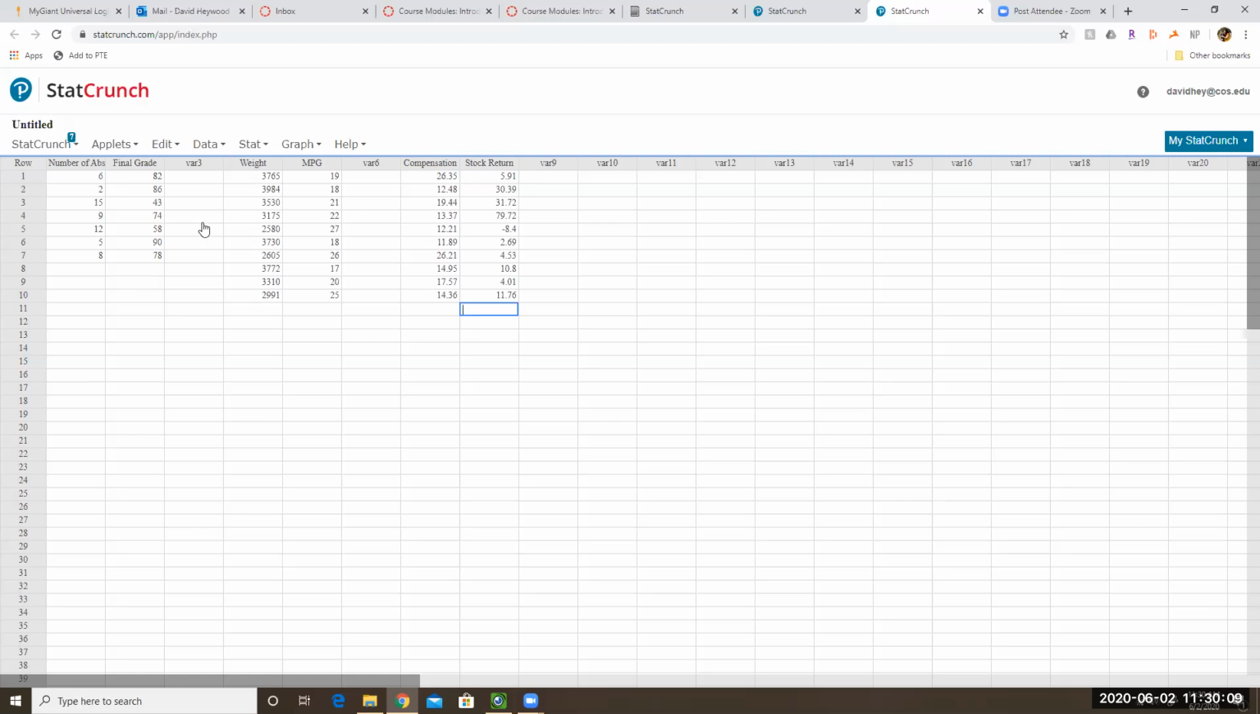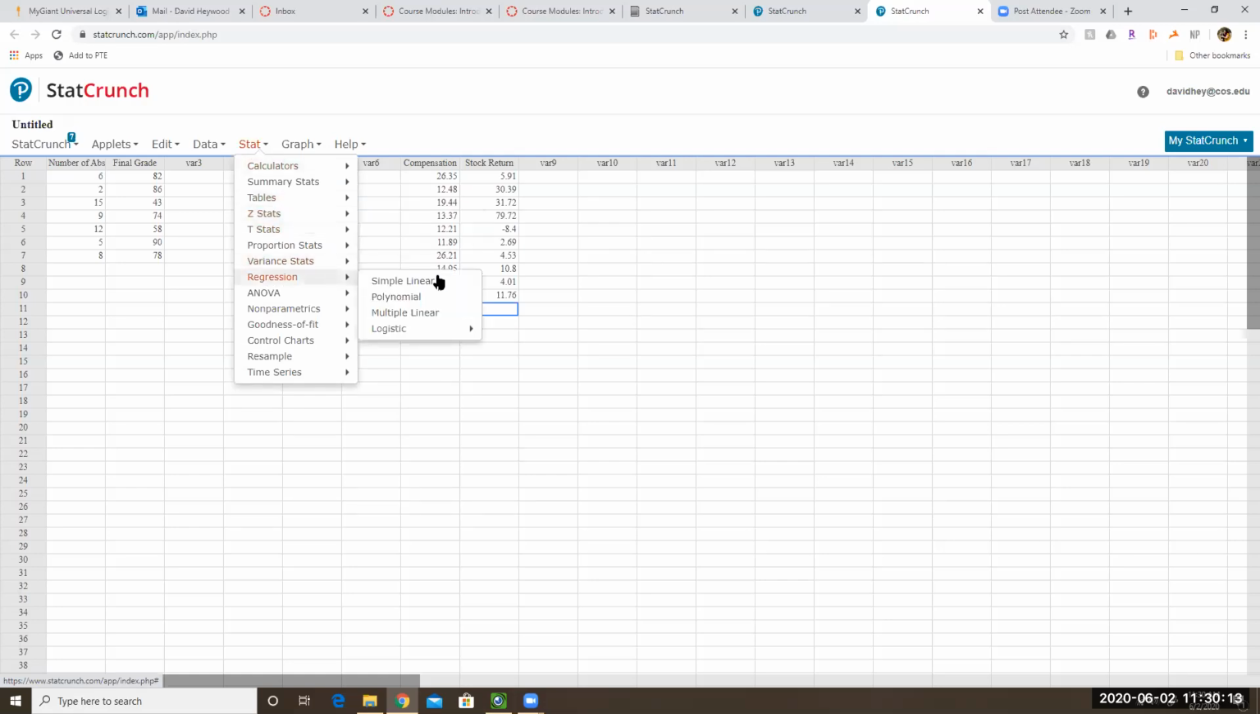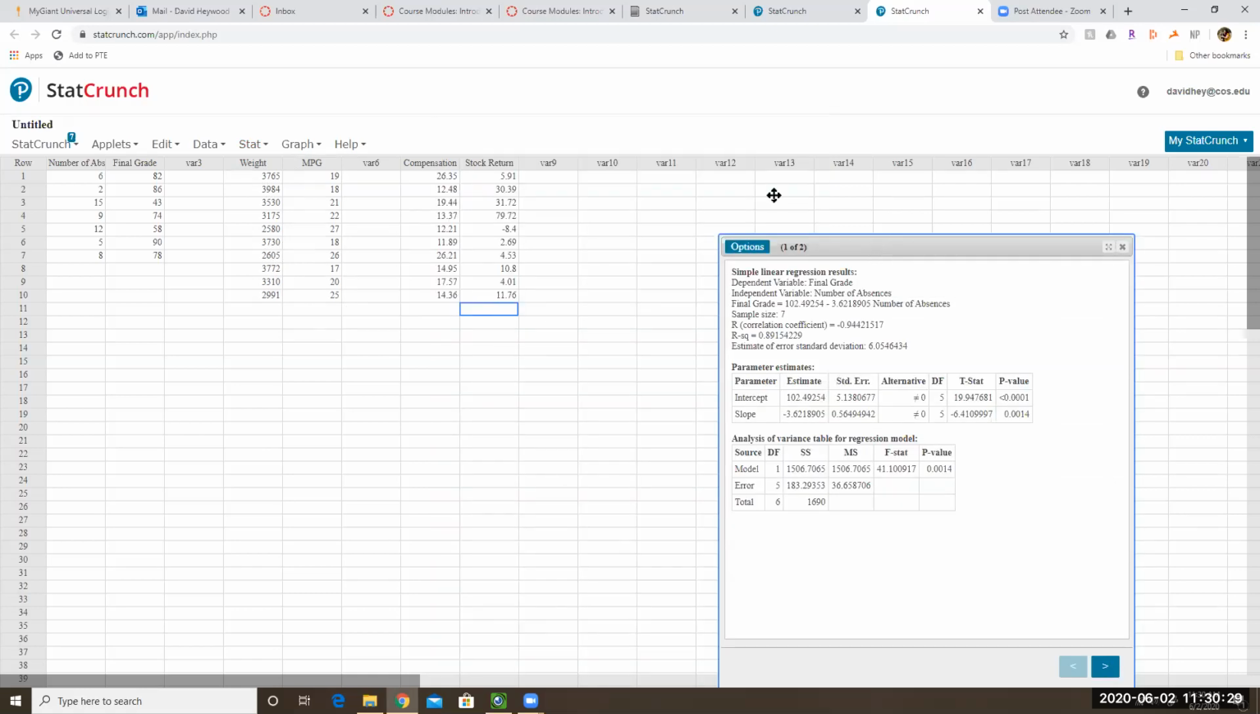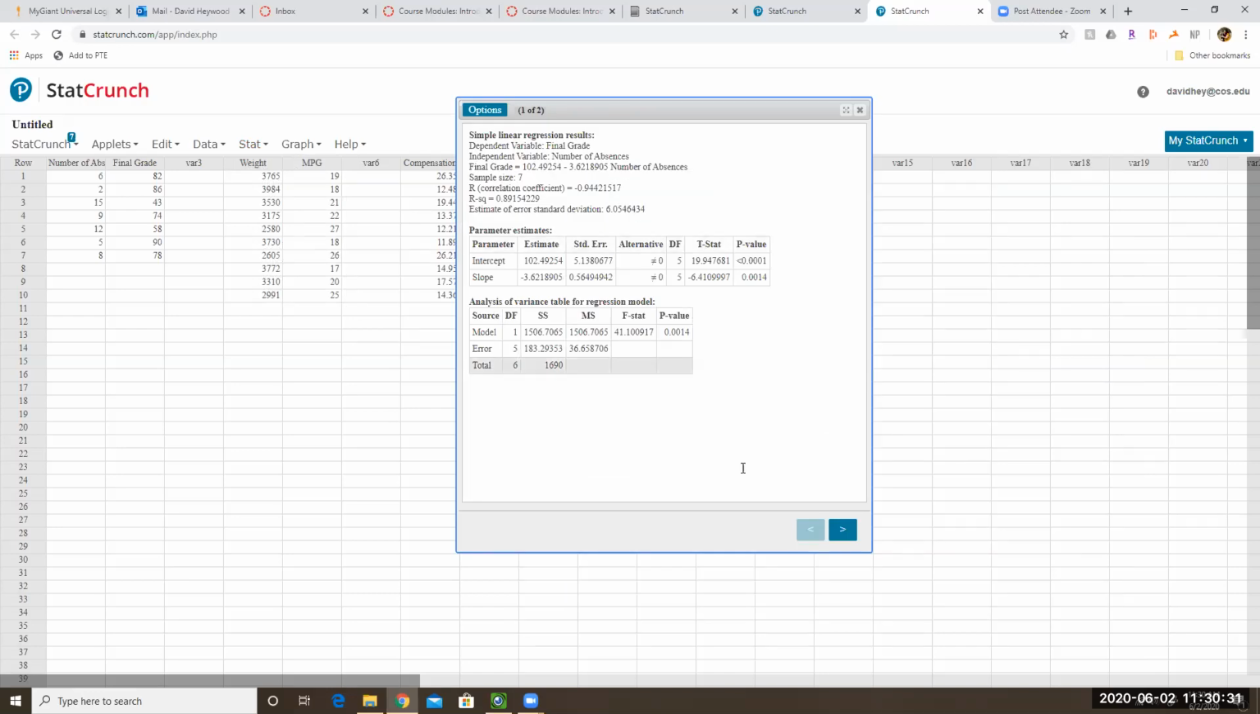But let's do this. So we're going to go Stat, Regression, Simple Linear. And then we need to compare the number of absences and the final grade. And the rest of the stuff, just leave it on its default setting. Go ahead and just hit compute. And you get a whole bunch of stuff that you're not going to understand right at this moment. However, later on in the course, you'll understand what we mean when we talk about p-values and stuff like that.